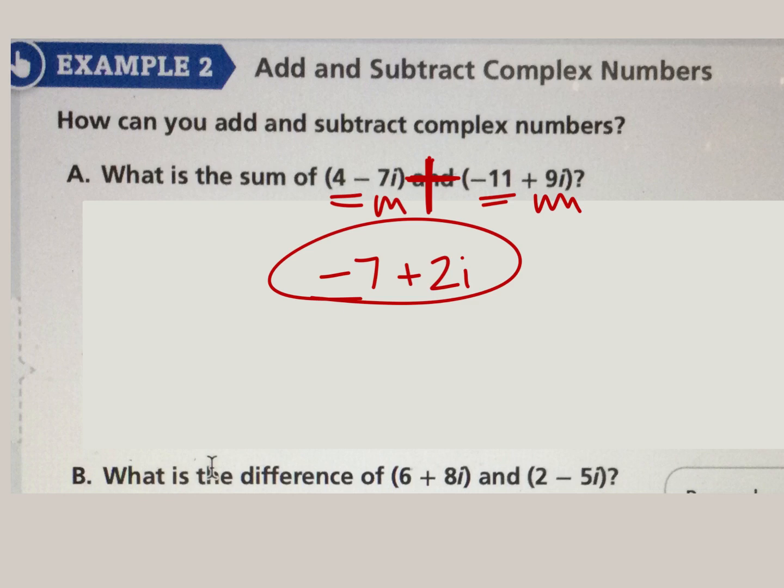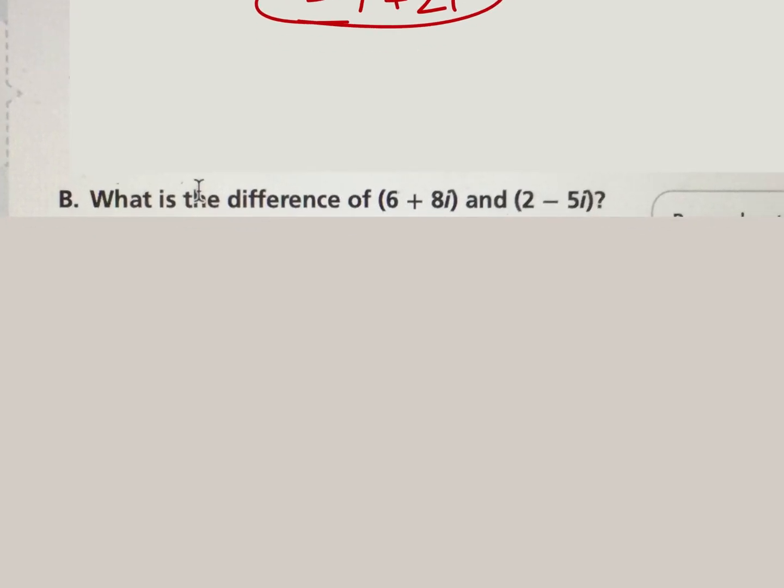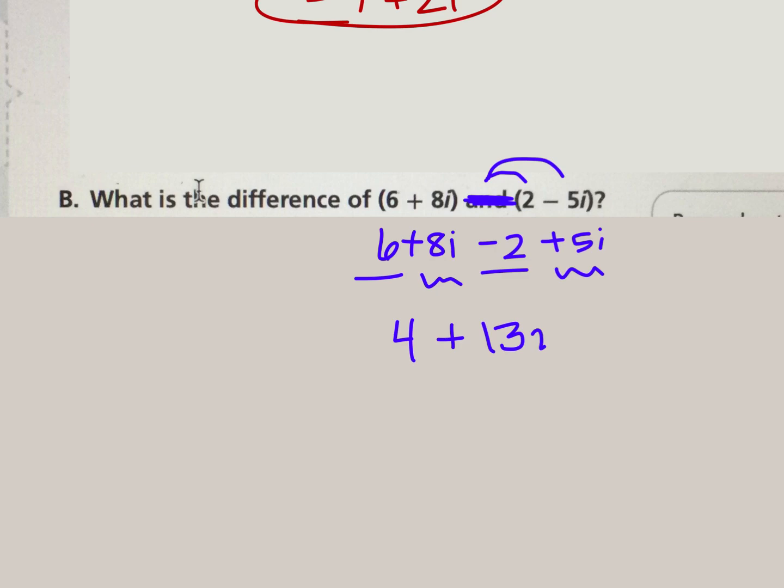For difference, what is the difference between these two? So remember, difference means to subtract those two. Now, difference is a little bit different, no pun intended. When we do the difference, just like with polynomials, we have to distribute this negative. So this is really 6 plus 8i minus 2 plus 5i. I would encourage you to always rewrite that second part instead of trying to do it in your head. And then again, we'll combine the real and imaginary parts. So this is 4 plus 13i.